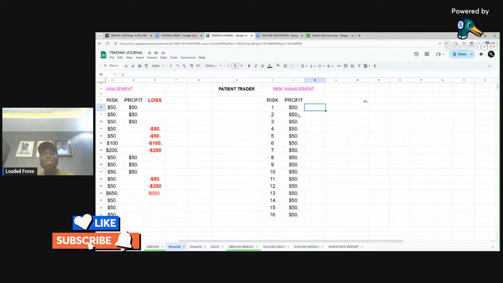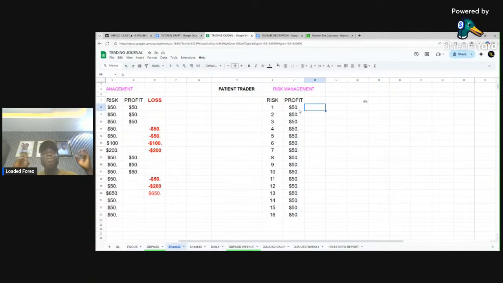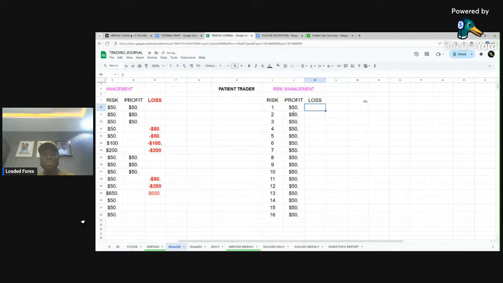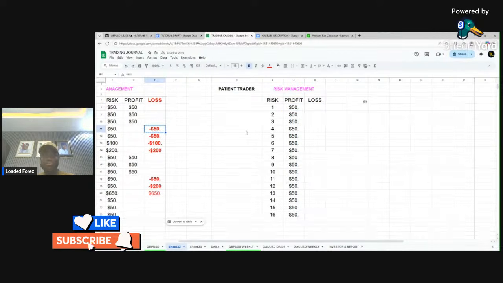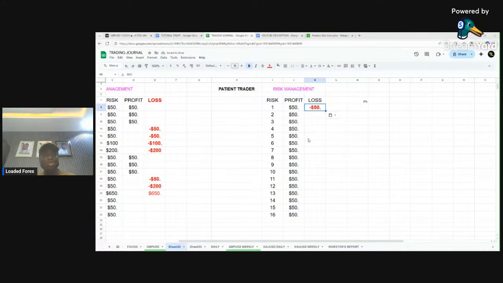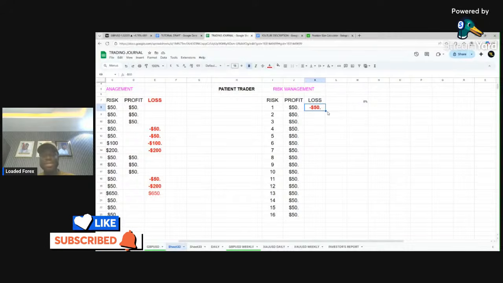Now, this is how I will manage this account. Let's for instance say I enter the trade with the hope that I'm going to win my first trade. But unfortunately, I lost my first trade, right? Painful, right? Which is normal because I'm willing to lose the $50. Then the second trade, I lose the $50.